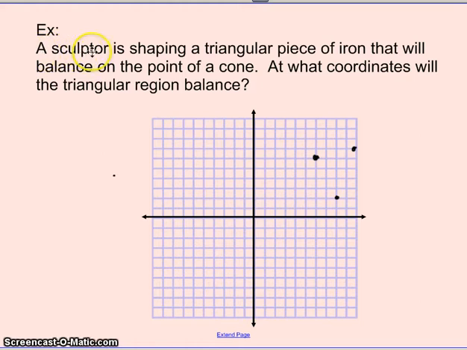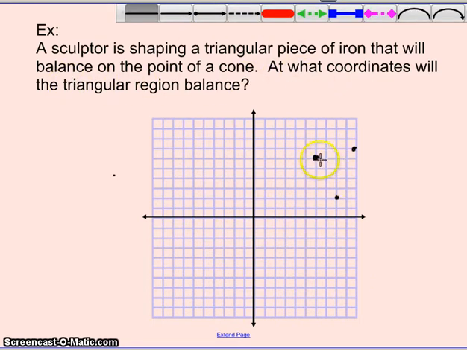Let's see, a sculptor is shaping a triangular piece of iron that will balance on a point on a cone. Now, at what coordinates will the triangular region balance? So let's see, let's connect some dots here real quick.